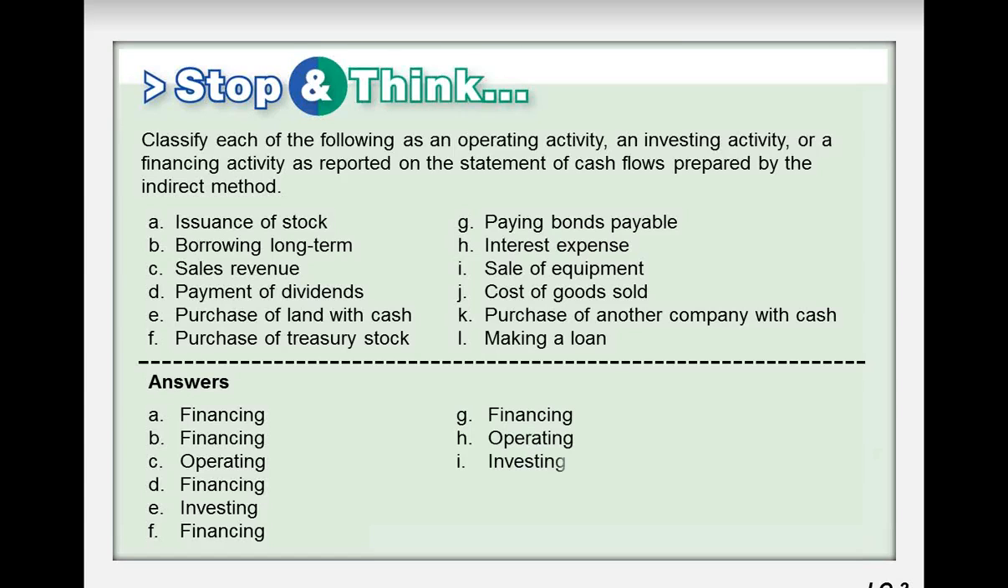Cost of goods sold is going to be part of our net income again, which makes it operating. Purchases of another company with cash, that's going to be investing. We buy another company. And making a loan is going to be investing because we are loaning someone money to earn interest off of it.